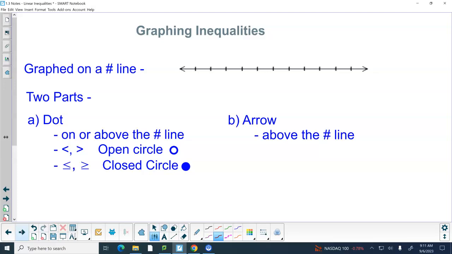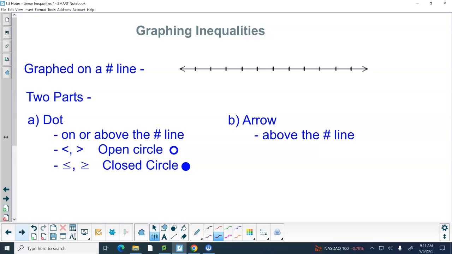The first part is going to be a dot. Depending upon your inequality, if it includes the equal sign, less than or equal to, greater than or equal to, if it includes that equality part, you fill in your dot. Otherwise, your dot is left wide open. You can literally circle that slash on the number line. You'll be like, oh yeah, I know how to do this. No problem. And then we want your arrow to be above the number line.